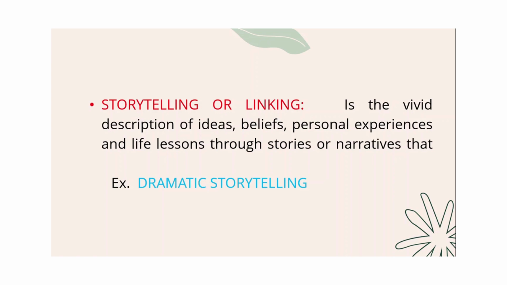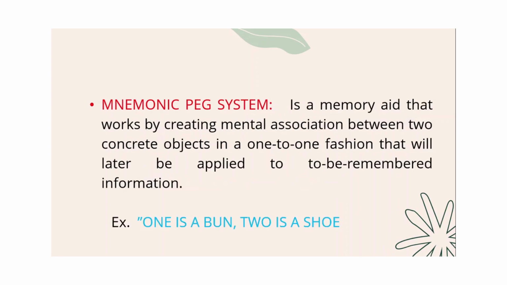Okay, next is the mnemonic peg system. A mnemonic peg system is a memory aid that works by creating a mental association between two concrete objects in a one-to-one fashion that will later be applied to the information to be remembered. For example, 1 is a bun, 2 is a shoe. If the peg system uses rhyming pairs, the first item to be remembered would be associated with the bun, and the second one with the shoe.